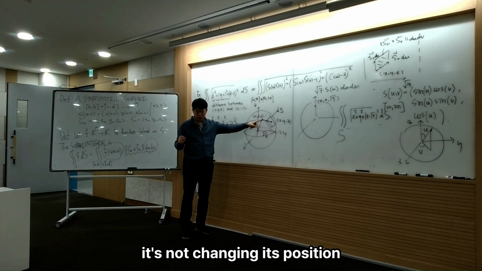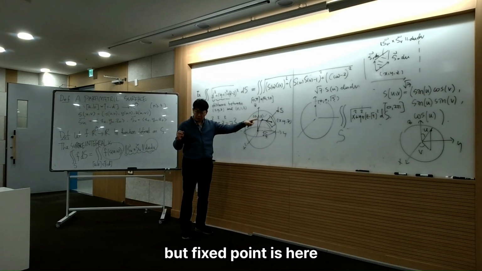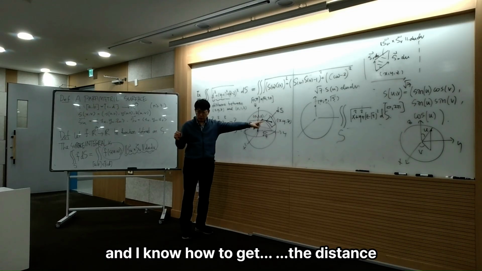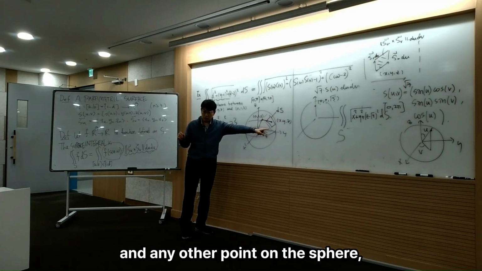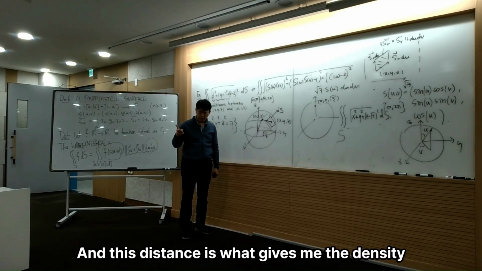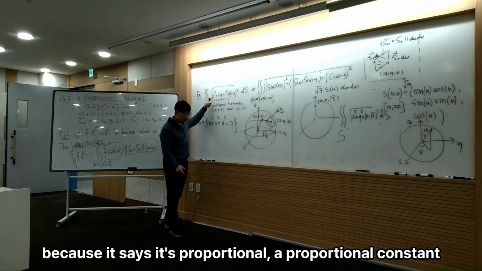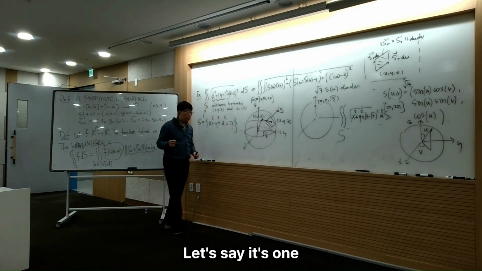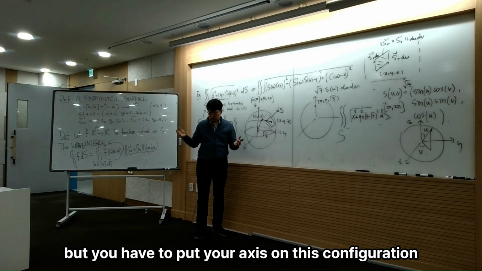It's not changing its position. I simply don't know where x, y, z is, but the fixed point is here, and I know how to get the distance between this fixed point and any other point on the sphere. This distance is what gives me the density, with a proportional constant, let's say it's 1. So now, think about the sphere without axes, but you have to put your axes in some configuration.